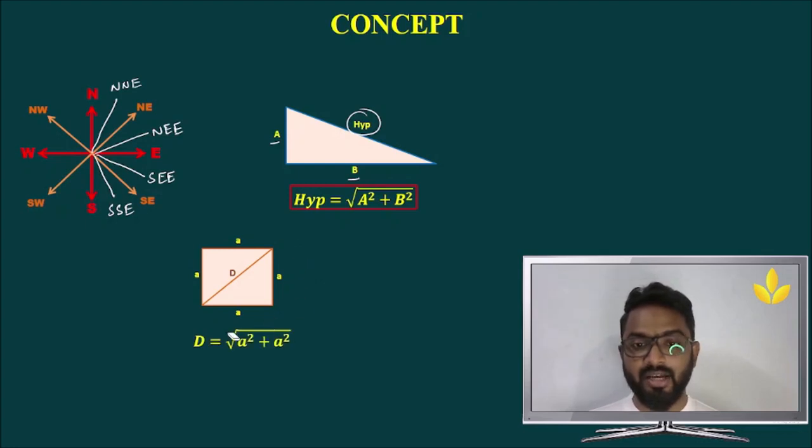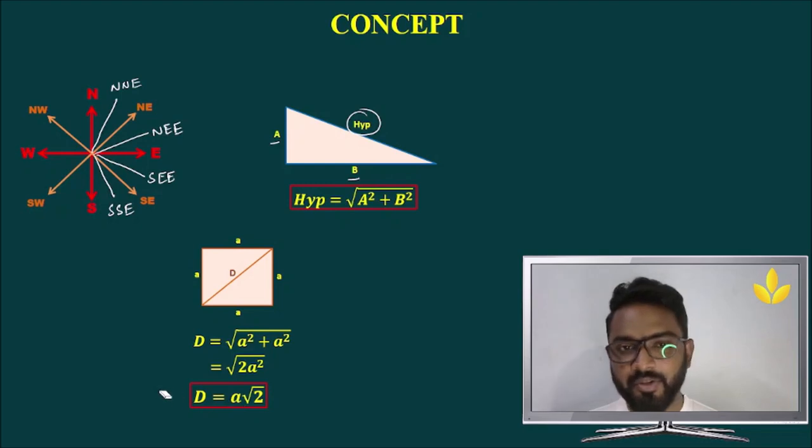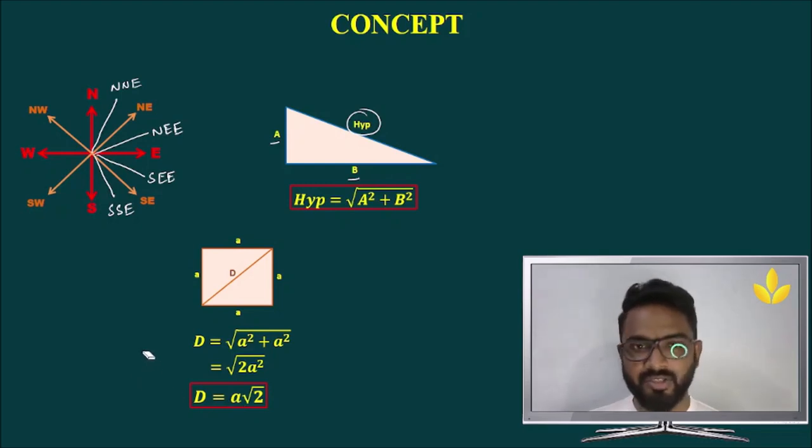That means D, the hypotenuse, is equal to the square root of a square plus a square, which are the other two sides. That obviously means that D is equal to the square root of 2a square. And that means D equals a root 2. A square and root will get cancelled, a will come outside the root: a root 2. This is one of the most important formulae for direction sense, and we will definitely use this formula in a lot of such questions. Now let's start with the questions.